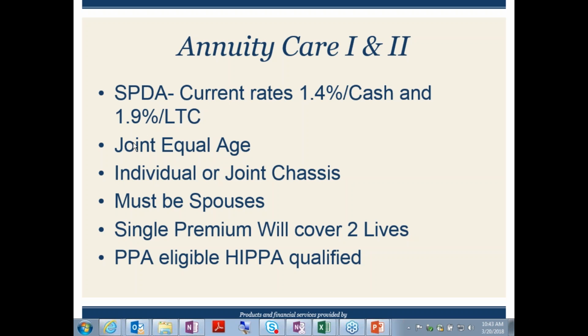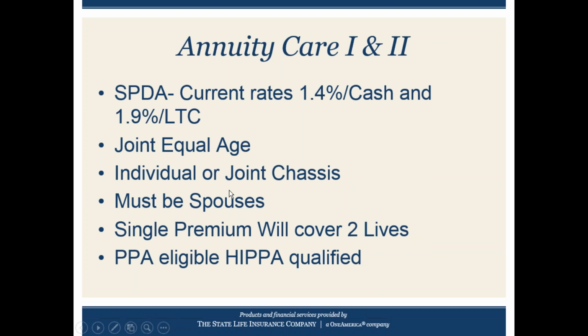That's fantastic. So if you put in $100,000, that's going to go up 2.85% every year for the value that can be used for long-term care. The cash value is now, I believe, 1.5%. You can apply as an individual or as a couple, but if you are a couple, you have to be married. This doesn't work with insurable interest like the whole life product. And of course, one premium will cover 2 lives, and we do work on joint equal age, much like the whole life products. And all of our annuity products are Pension Protection Act eligible.